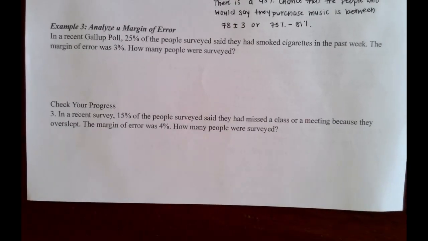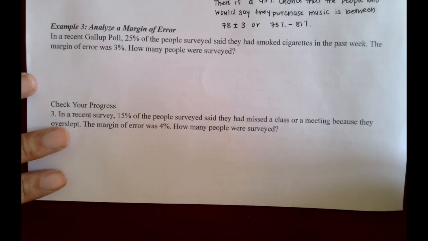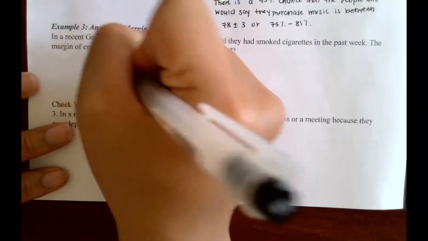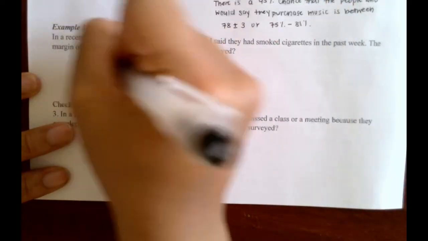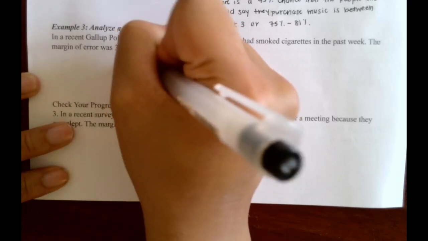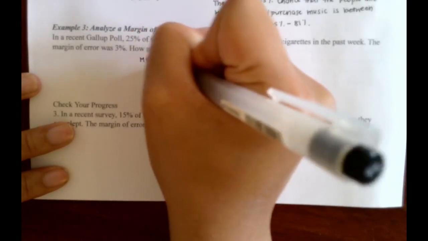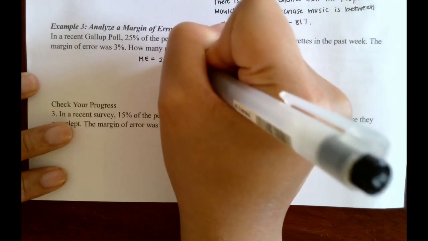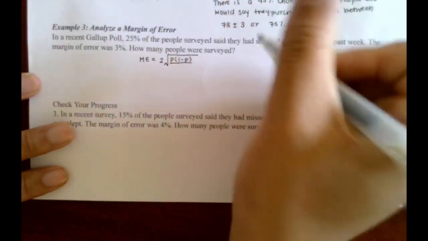Okay, last example. So in a recent Gallup poll, 25% of the people surveyed said they had smoked cigarettes in the past week. Okay? The margin of error was 3%. How many people were surveyed? Okay? So this is the margin of error. So I'm going to write it as a decimal. That's going to be, let me write the formula first. So ME, margin of error, equals 2 times the square root of P, right, percentage of people responding a certain way, times 1 minus P over the amount of people surveyed.